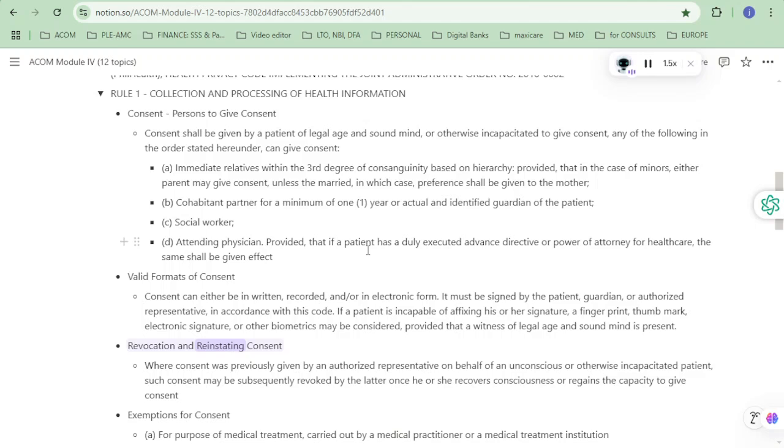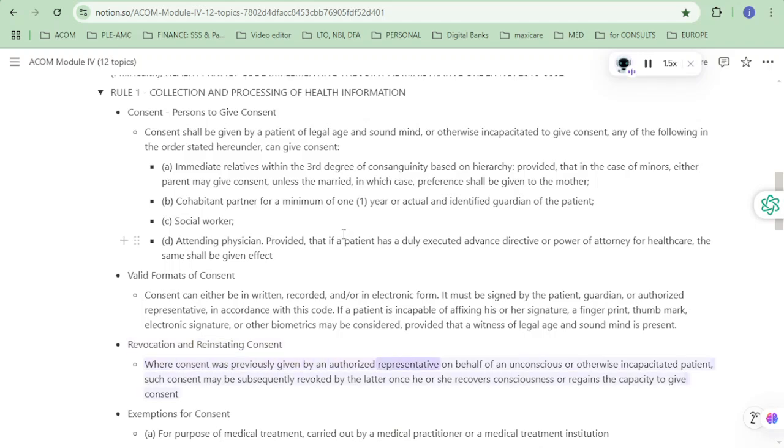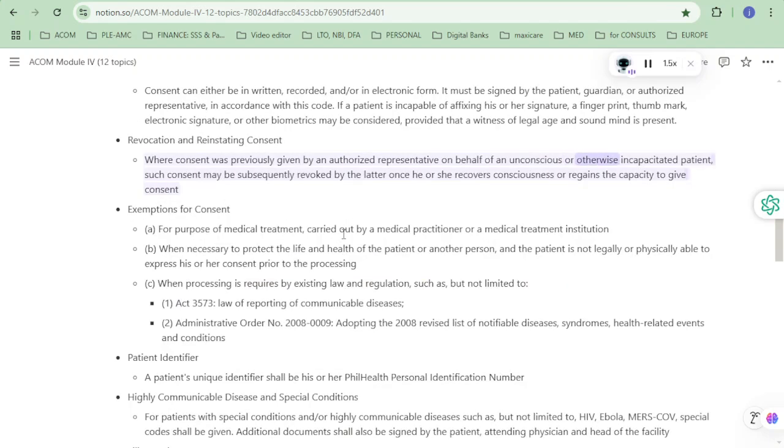Revocation and reinstating consent. Where consent was previously given by an authorized representative on behalf of an unconscious or otherwise incapacitated patient, such consent may be subsequently revoked by the latter once he or she recovers consciousness or regains the capacity to give consent. Exemptions for consent.